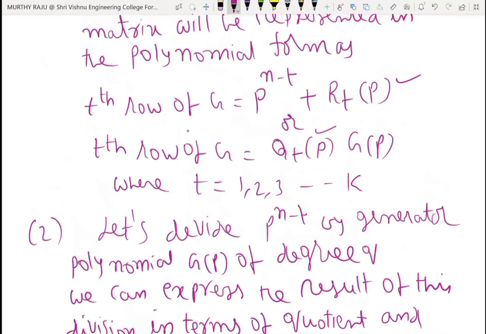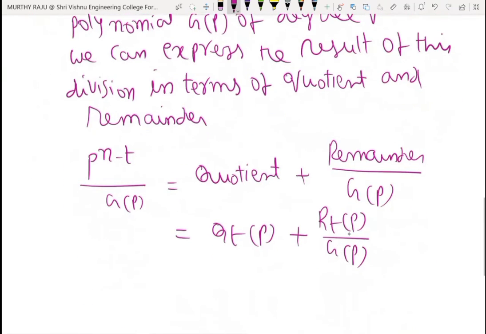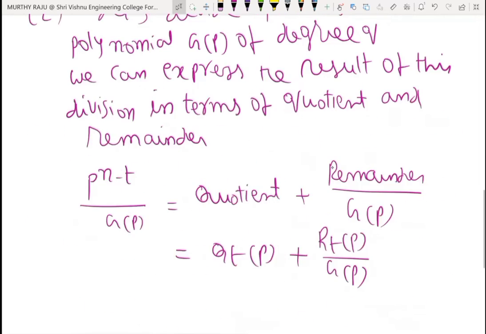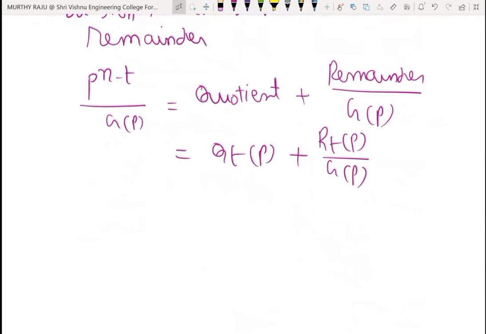In this expression, the t-th row of G is equal to P power n minus t plus Rt of P. Rt of P is the remainder after division of P power n minus t by G of P. In the second expression, t-th row of G is equal to Qt of P into G of P. We use this expression or this expression. Here Qt of P is the quotient after division of P power n minus t by G of P. These are the algorithm steps.